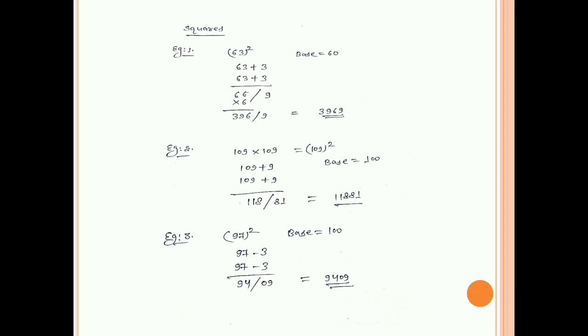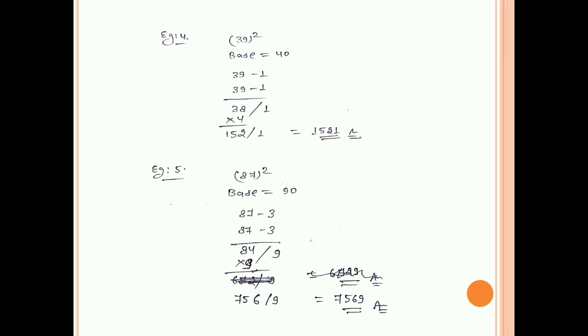Next example, we'll see 97 square. We will choose base as 100. We write 97 minus 3, 97 minus 3, and minus 3 into minus 3 will be 9. Since we are choosing base as 100, we will write it as 09, and 97 minus 3 will be 94. So our answer will be 9409.